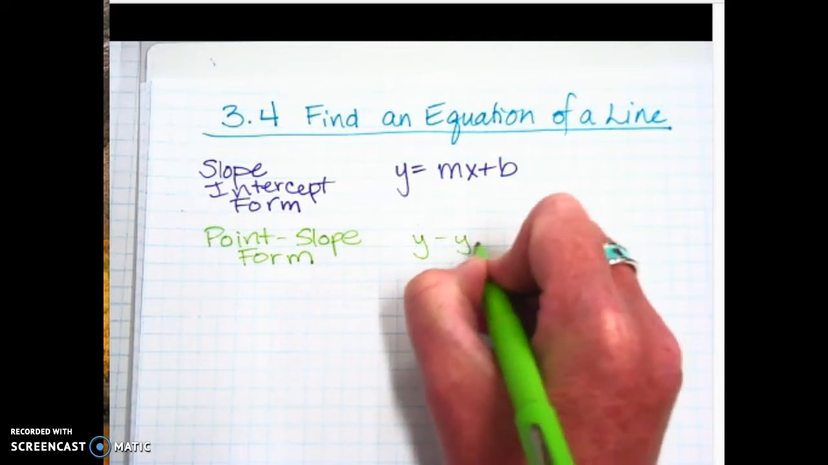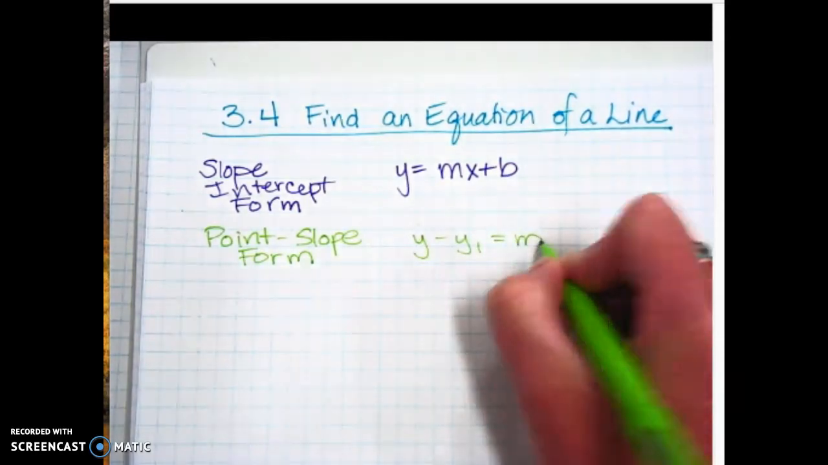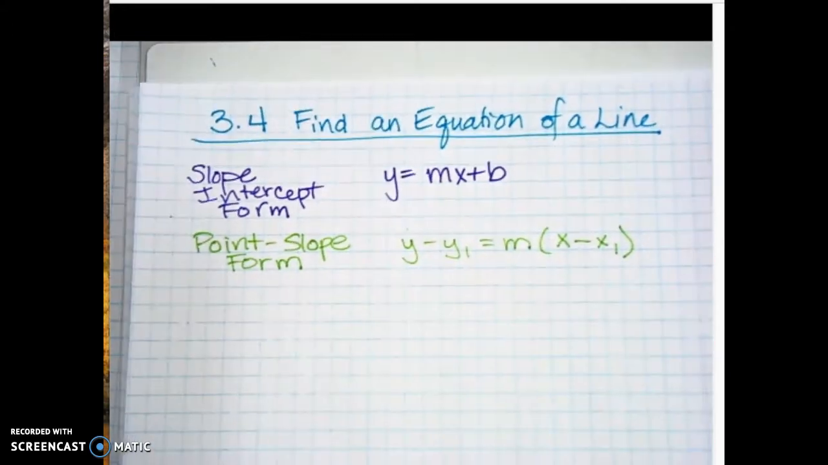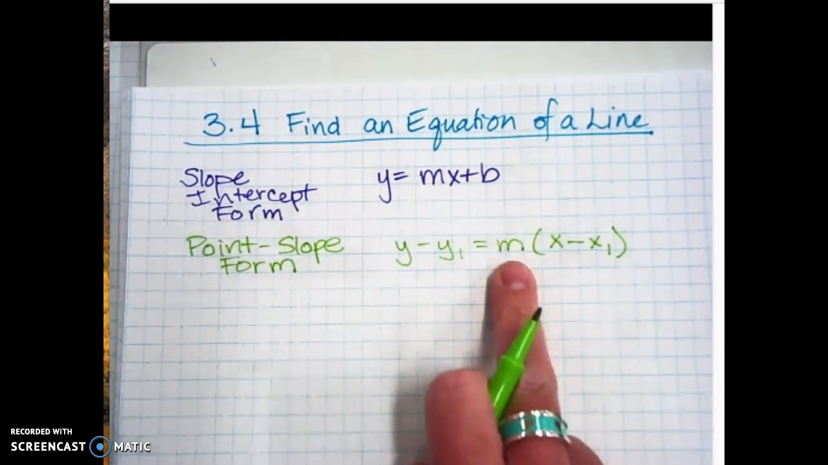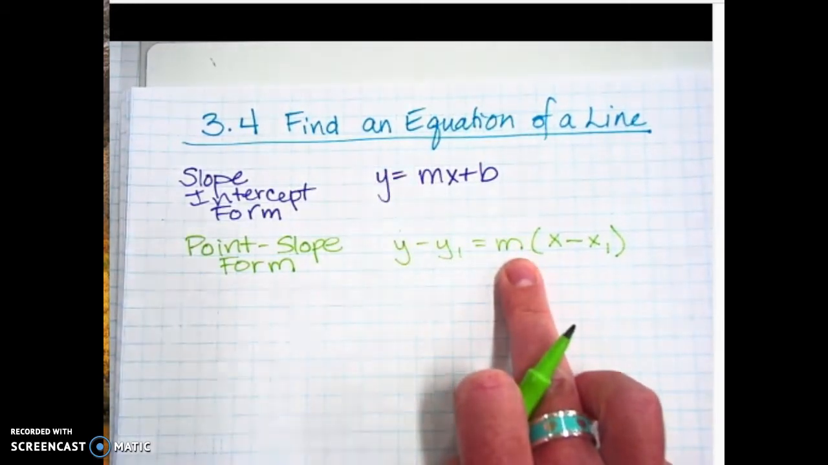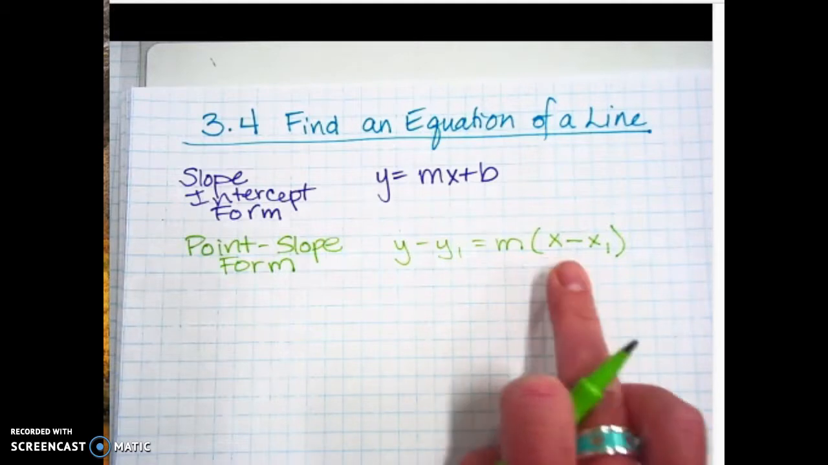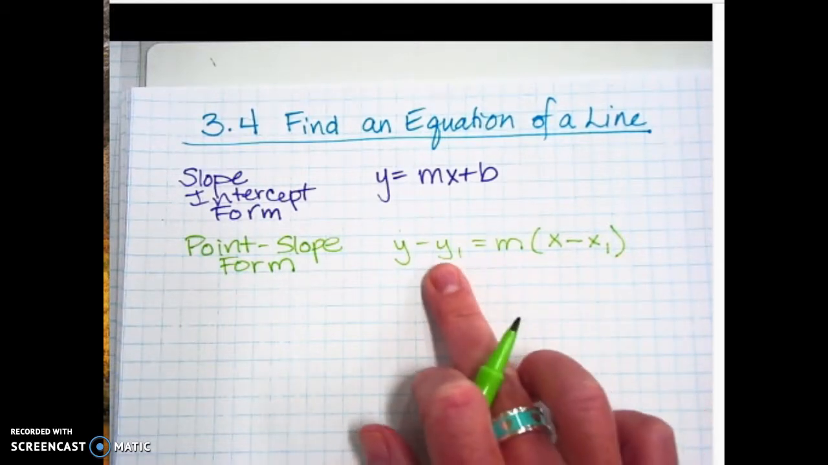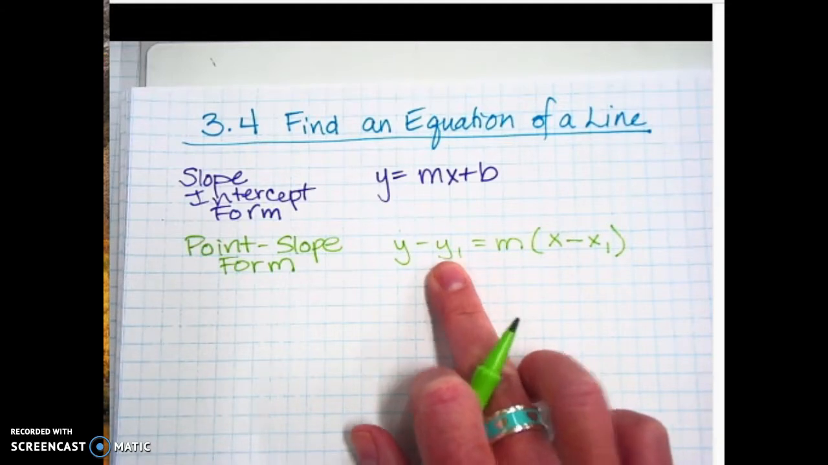y minus y1 equals m times x minus x1. The things that you plug in here are the m, the slope, same thing as slope-intercept form, and a point. So you have two numbers for your point. The x goes here for x1, and the y value goes here for y1. Okay?